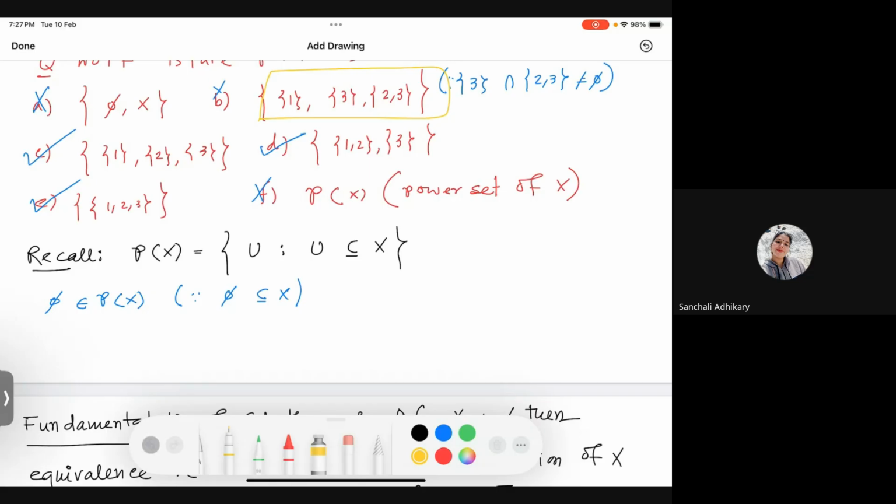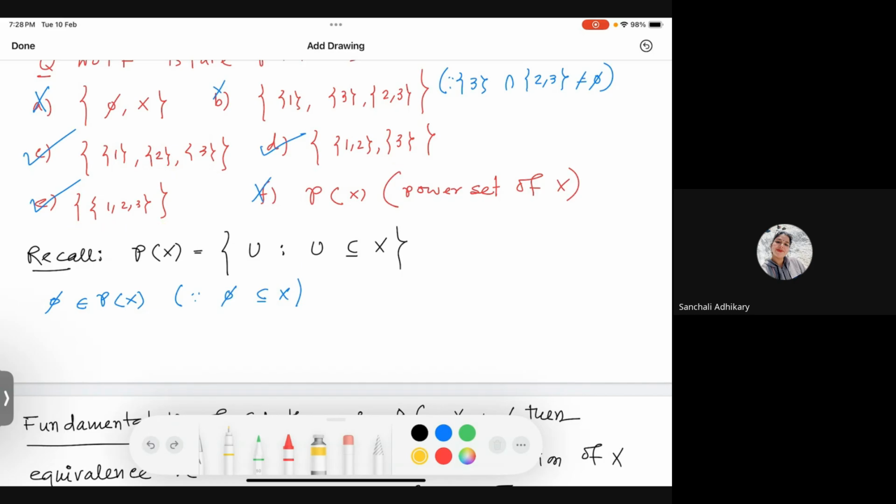Okay. What about the third? Yes, this is a partition because every subset is non-empty. If you take any two distinct classes and take the intersection, then it will be empty. And if you take the union of all the subsets, then you will get the whole set {1, 2, 3}. Similarly, this is a partition. This is also a partition.